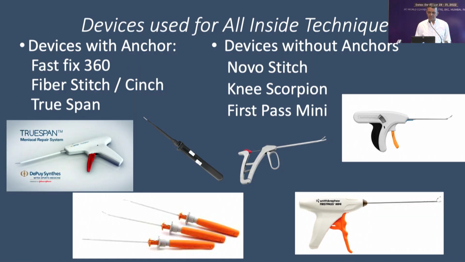So the devices used for all inside techniques are different. With anchor, without anchor, we can classify. So with anchor, normally what we use, there are many companies coming up, have this, there are different guns, and you should be familiar with that mechanism outside before starting the procedure. And of course, you have to consider all the points before you can have good anatomy of the posterior part.